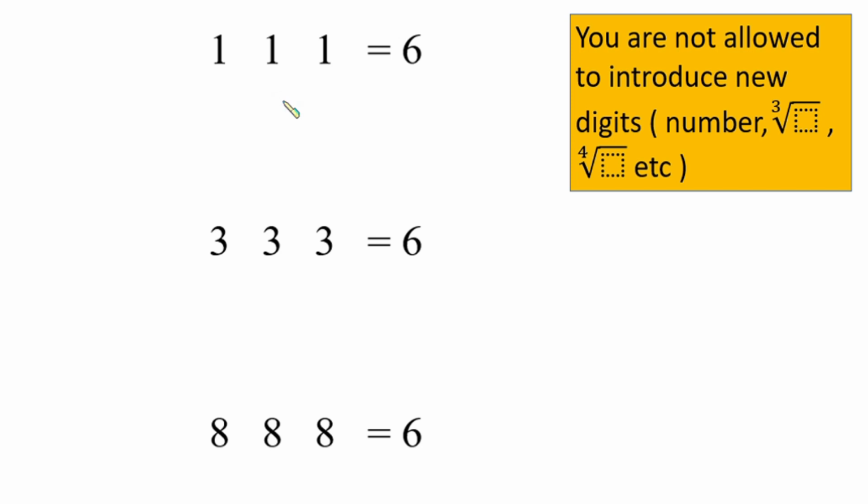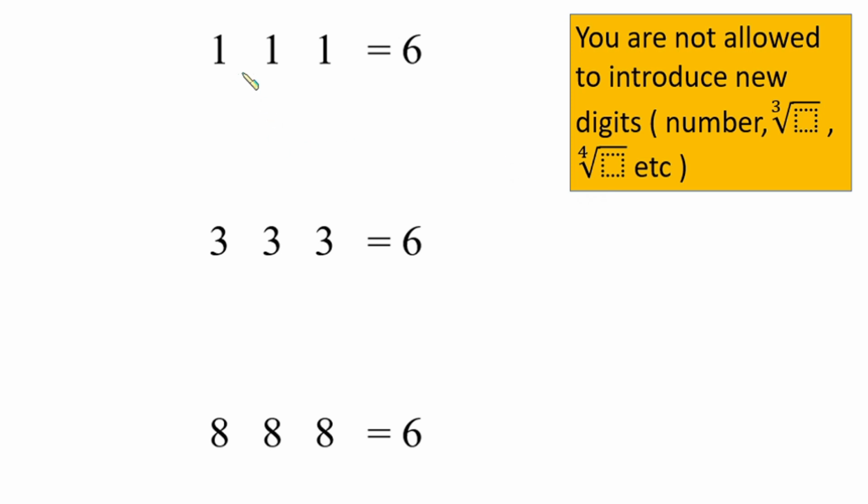Hello everyone, in this video we have this interesting problem. We have to make the digits on the left hand side of each equation equal to 6. And this is the rule. You are not allowed to introduce new digits like cube root, fourth root, etc. But you can introduce square roots. So let's dive into it.